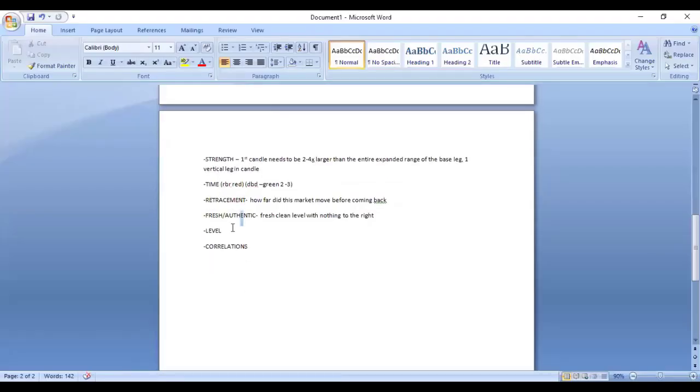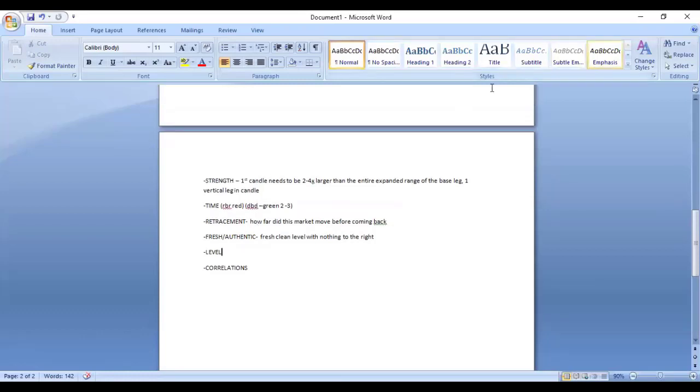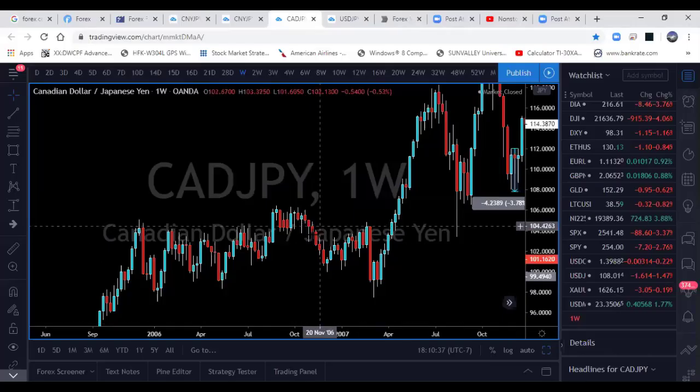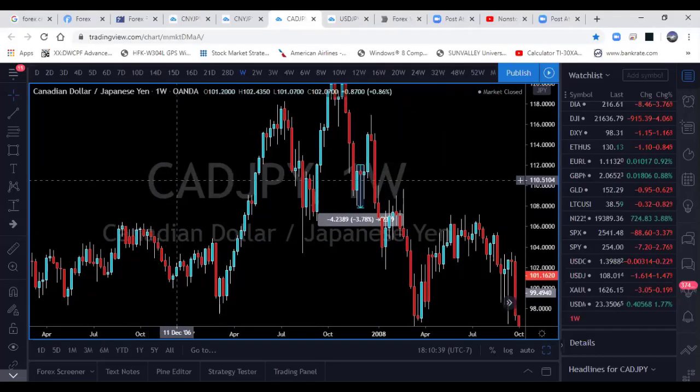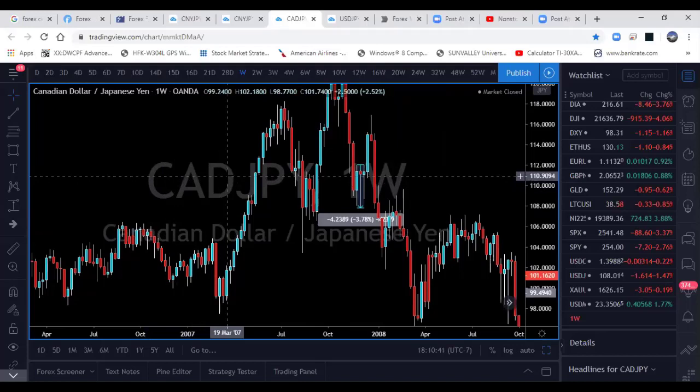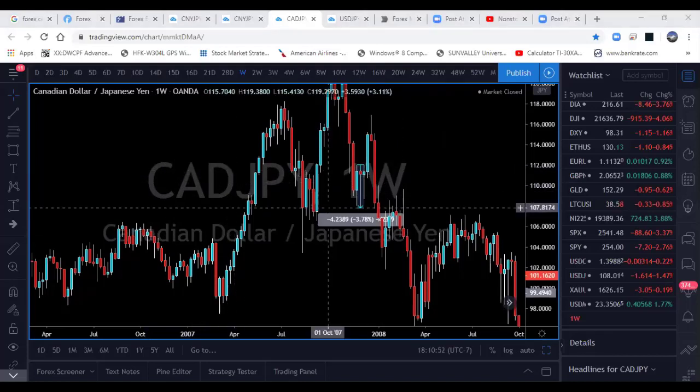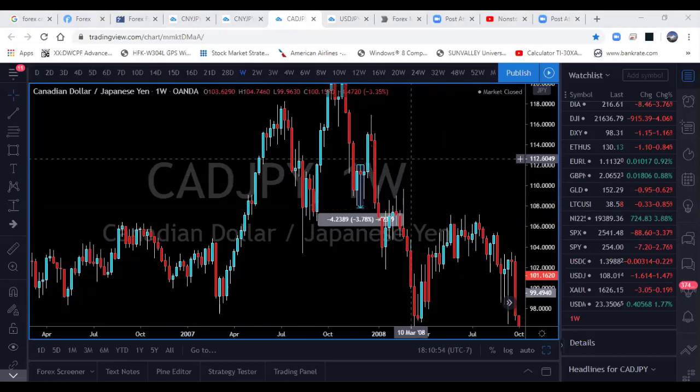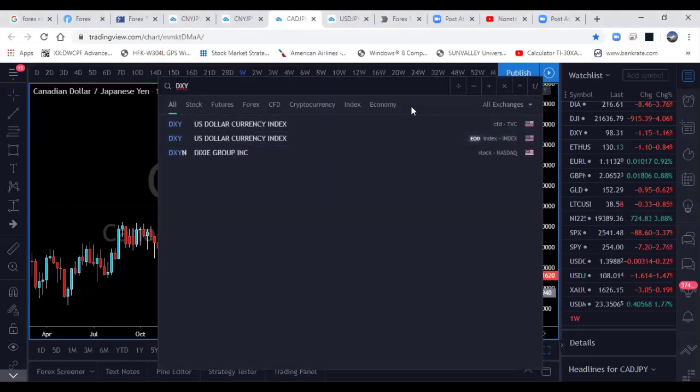When it comes to levels, I'm going to point out a couple of level on levels, because they don't have to be right after each other. A level on level could be, let's look at another pair, or do you guys want to look at something else? You want to look at the dollar or gold or silver? Dixie. Okay, let's look at the Dixie, the US dollar index.